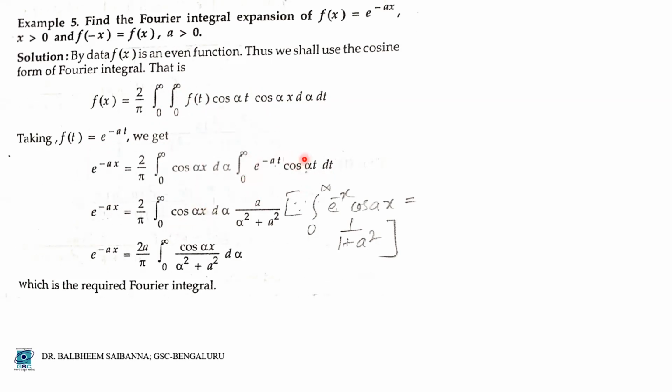Here this one we are simplifying again, this is in the standard form. How is it? Integral 0 to infinity e to the power of minus ax cos bx is written as a divided by a square plus b square. Then comparing this, wherever here at is there, here minus x is there. That means a is 1. That is a divided by alpha square plus a square. Then here we have e to the power of minus x as it is. Then a is a constant, take it outside the integral. We write like this: 2a divided by pi, the remaining cos alpha x divided by alpha square plus a square d alpha, which is the required Fourier integral.